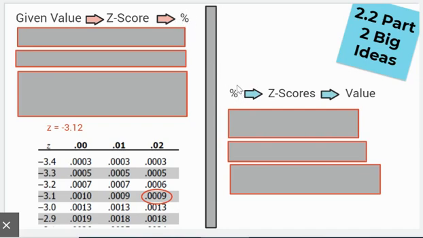Our other big idea is that if we are given a percent, we then can use our table to change it into a z-score. And then once we have that z-score, we can solve and find a particular value.